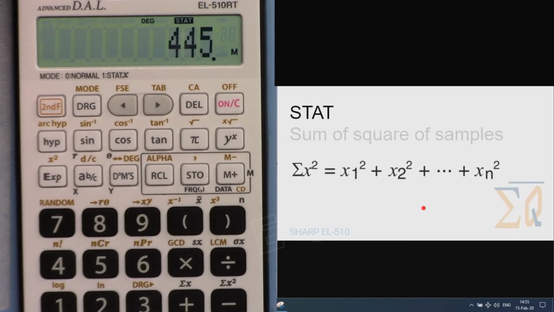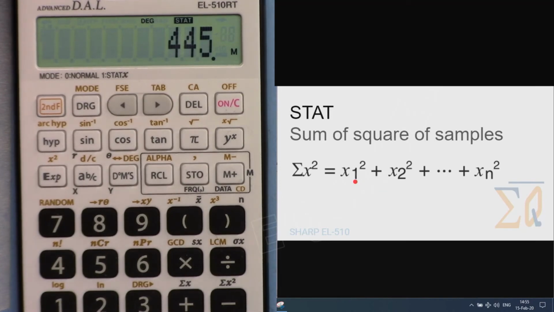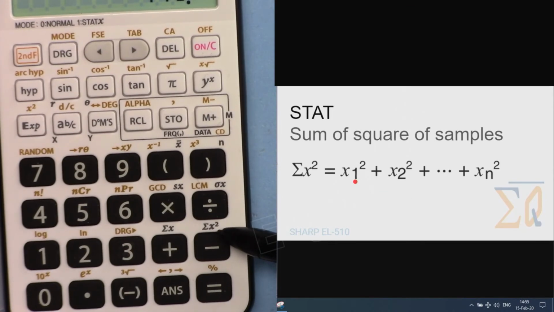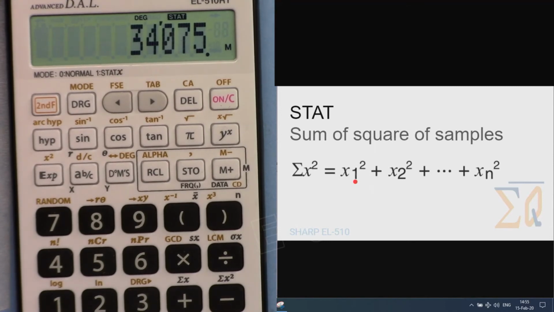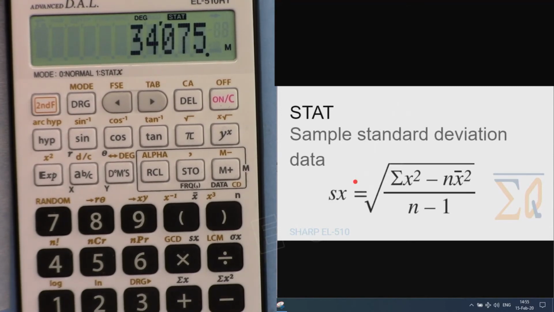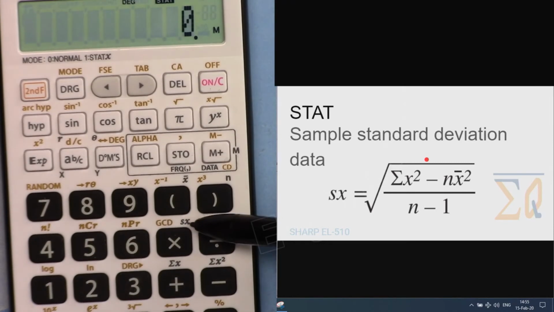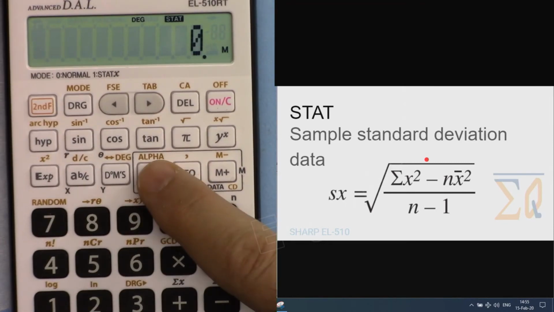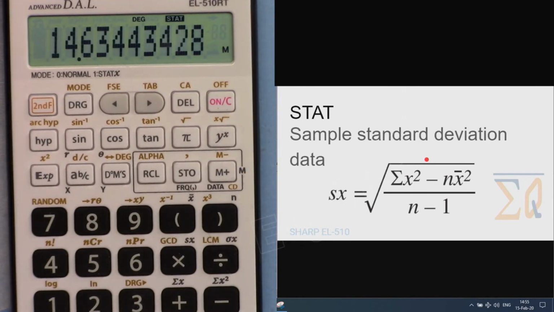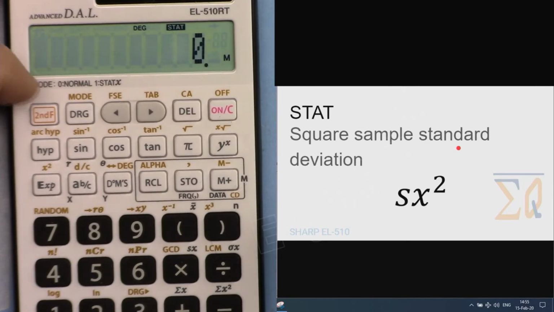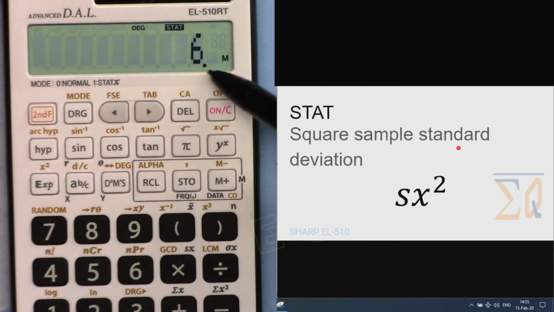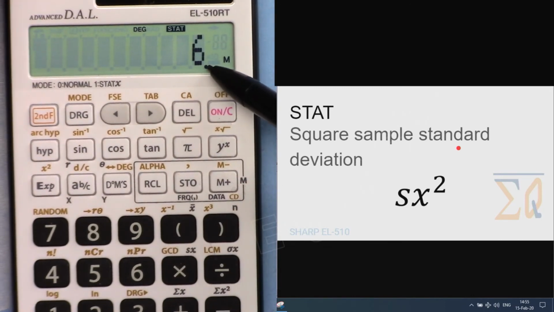And if you need to get the square of sum of sample, that is here with recall. And if you want to get sample standard deviation, we have this s of x, and we can press recall. That is the value here. So this calculator cannot show it. And if you recall n, it will show you how many samples you have, 6.